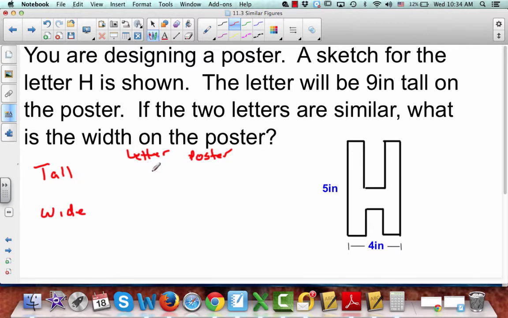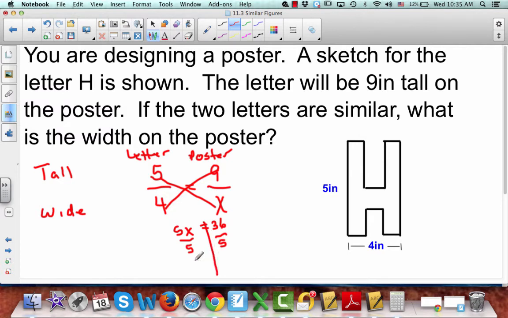Alright, so how tall is the letter? It's 5 inches tall. How wide is the letter? It's 4 inches. And it says that the letter will be 9 inches tall on the poster. So we put a 9 here for how tall it is on the poster, and they want to know how wide it will be. So we go 5 times x, and we get 5x, and 4 times 9, and you get 36. Then you divide by 5 on both sides, and that gives us x equals 7.2.